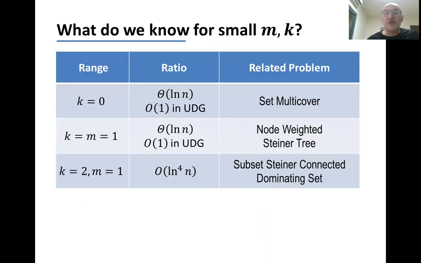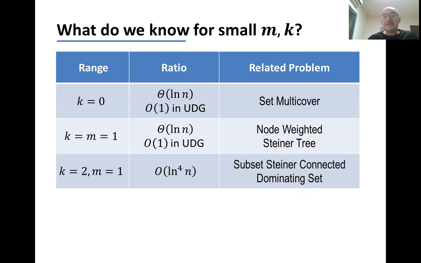So what do we know about this problem? So let's start with small values of M and K. The case K equals 0, when we actually require no connectivity at all, but only a certain amount of domination, is actually the set multi-cover problem. And this problem admits a tight ratio O(ln n) in general graphs, and also order 1 in unit-disk graphs. So I'll discuss here both general graphs and unit-disk graphs.